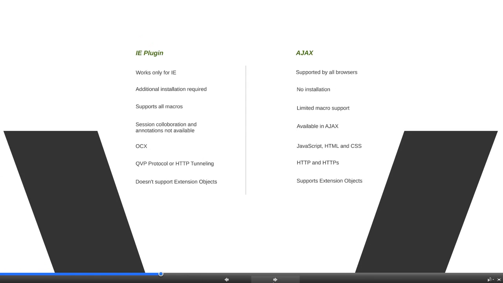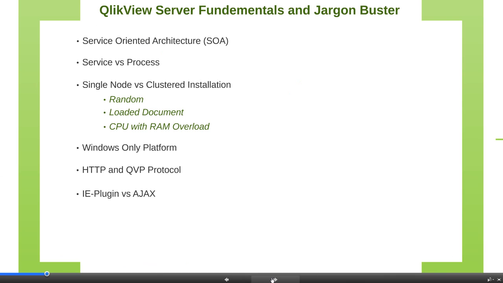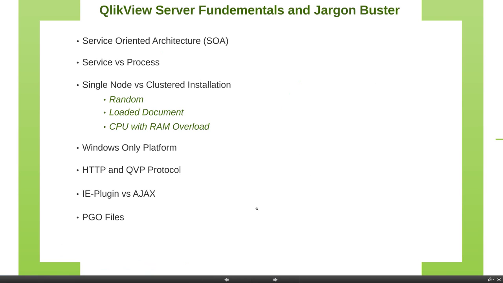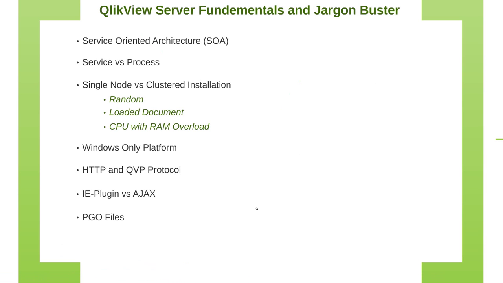So let's continue on. So the next one is PGO files. So let's understand what are PGO files. PGO stands for Persistent Group Object. These files are locked when QES is running. There are multiple PGO files, and these files contain information about borrowed CALs, CALs in use, server settings, and ticket information.